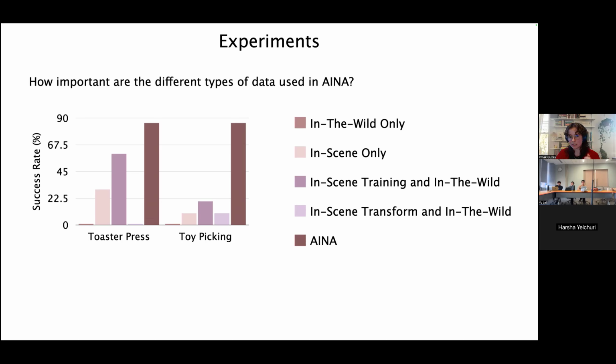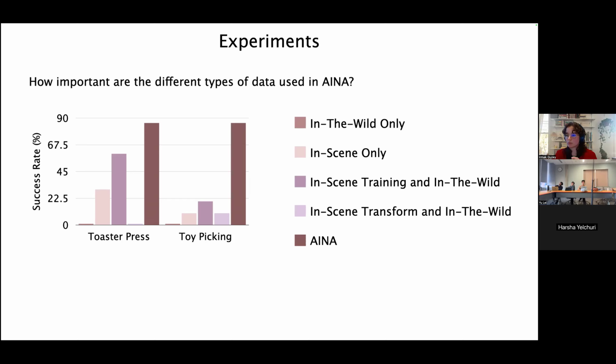Here we observe a higher success rate for tasks like toaster press, for example, which is relatively simple. The tilting for this task does not necessarily hurt too much, because with the tilts the place of the handle does not move significantly, so it is still able to press the toaster. Whereas for toy picking, it would behave very out-of-distribution, was my experience.